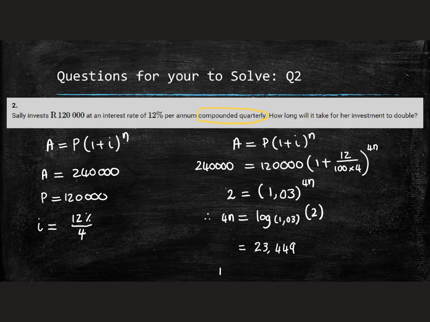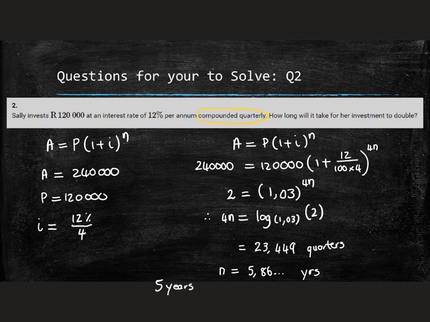I still need to divide by 4 on both sides, which means in year terms, these are in quarters. Let's just make a note to ourselves. This is still in quarters. If I took 23.449 and I divided it by 4, I get 5.86 and a bit years. The question says, how long will it take for the money to double? What we know is it'll take 5 years.